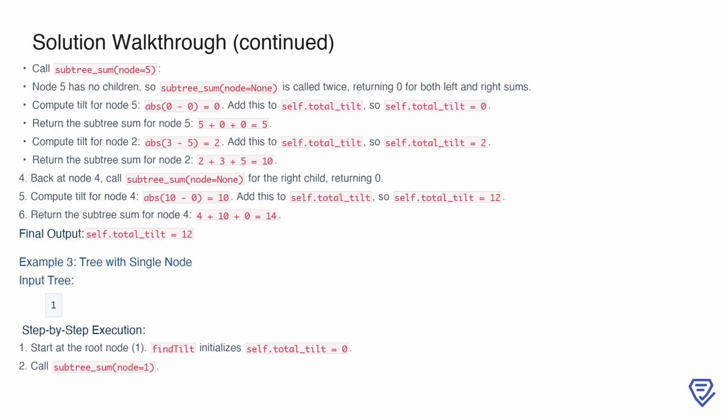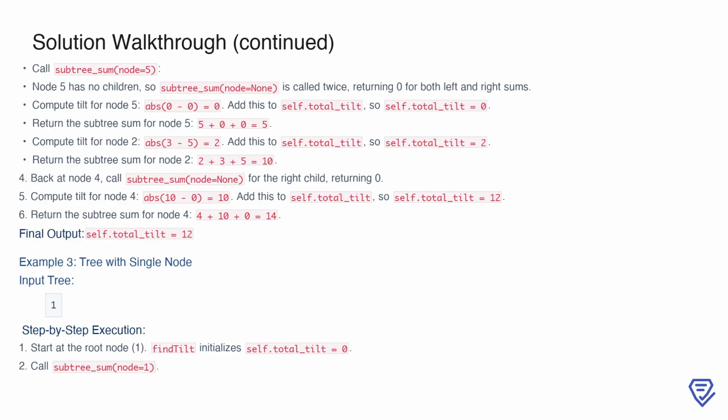Now, we compute the tilt for node 2. The left subtree sum is 3, and the right subtree sum is 5, so the tilt is abs(3 - 5) equals 2. This value is added to self.total_tilt, updating it to 2. The total subtree sum for node 2 is 2 plus 3 plus 5 equals 10.